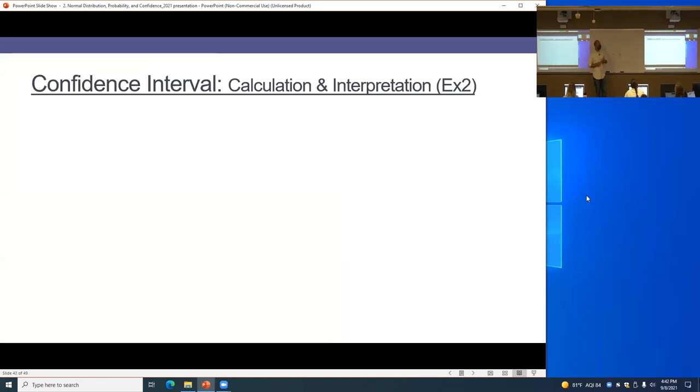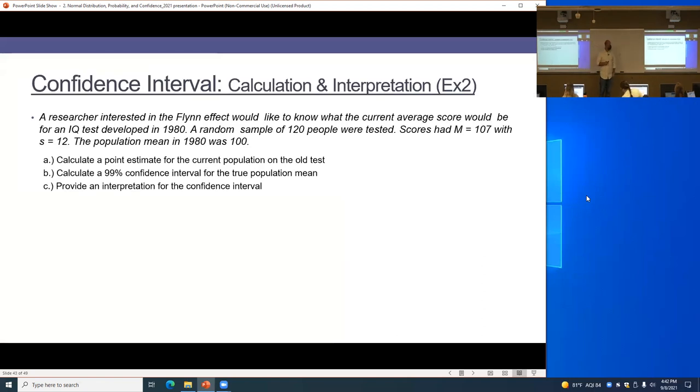Okay, let's go for another one. A researcher is interested in the Flynn effect. What's the Flynn effect? Does anybody know? Based on our testing, it seems we're getting smarter and smarter on IQ tests, which is why we constantly have to renorm these things so that the mean is 100. If we were to take exams or assessments normed in the 80s, we would expect the mean of people taking it today not to be 100; it would be creeping up higher, okay?